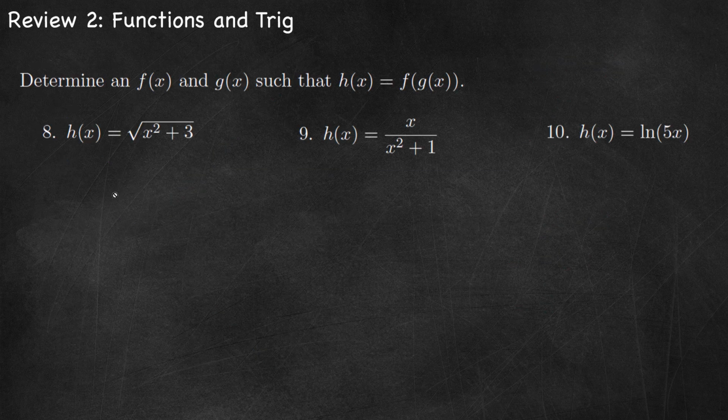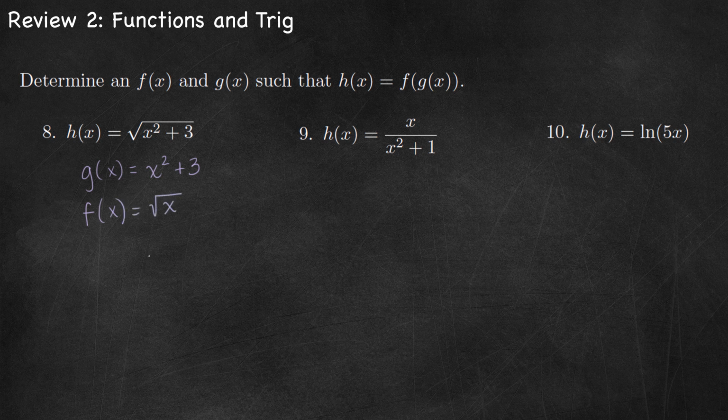Number 8, determine an f of x and g of x such that h of x equals f of g of x. So we want to identify an inside function and an outside function. g of x is our inside function, so I'm going to let that be the part of h that is inside the square root. So g of x equals x squared plus 3. And then f of x is our outside function. That's going to be the square root of x.